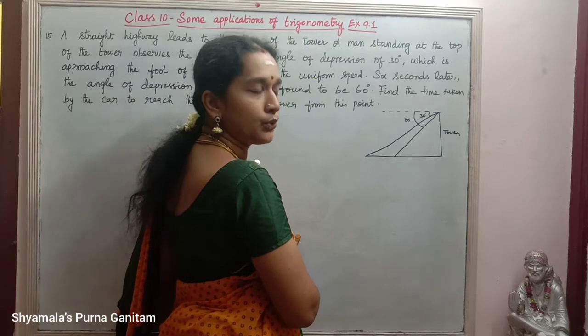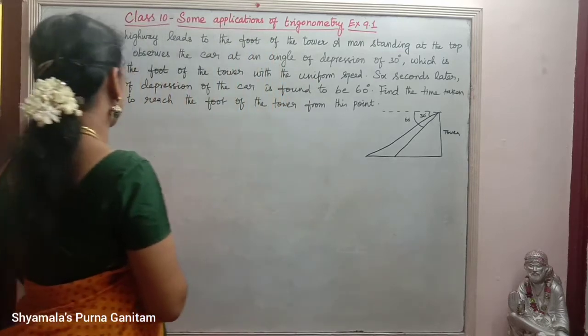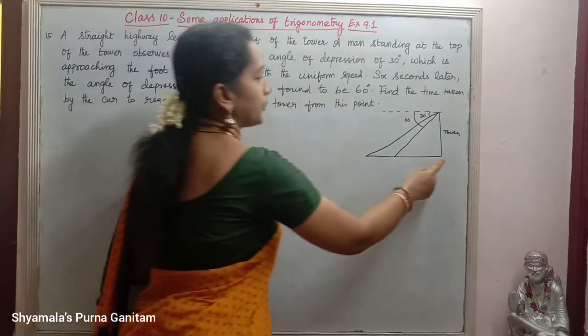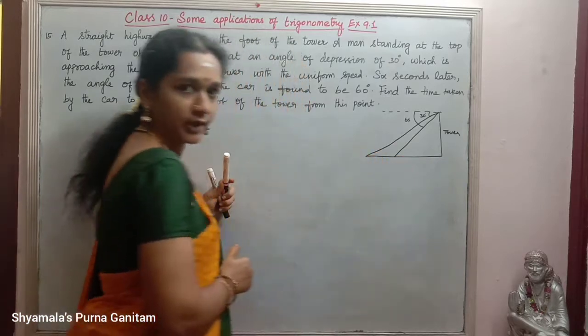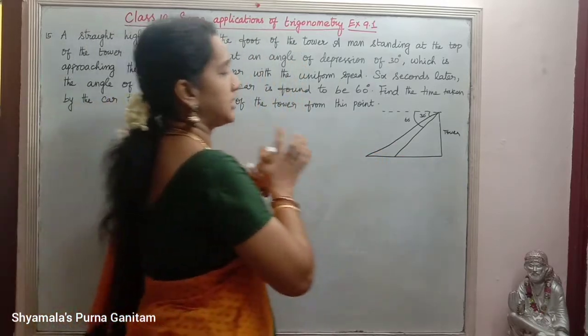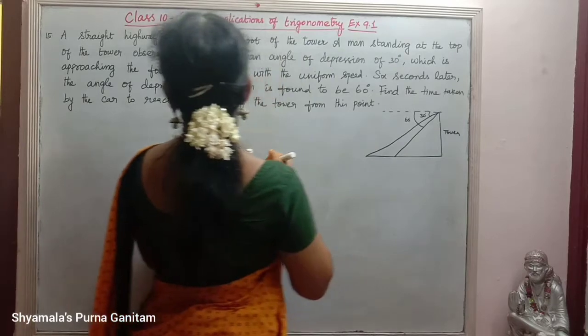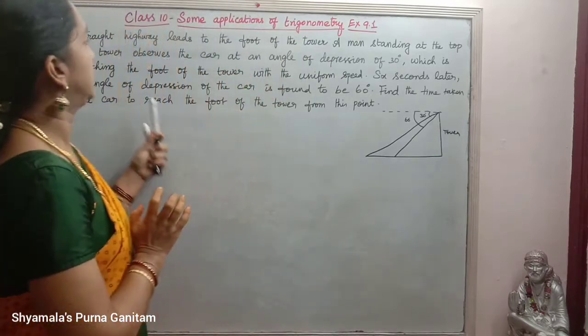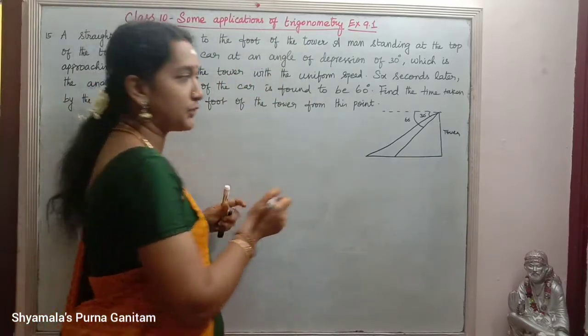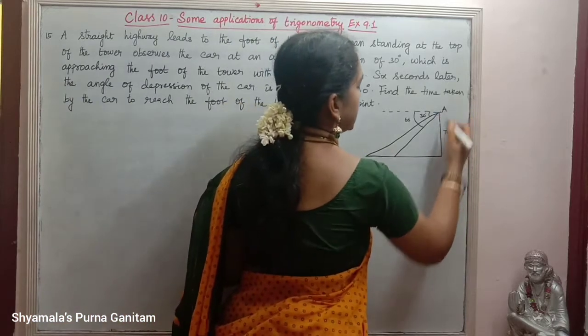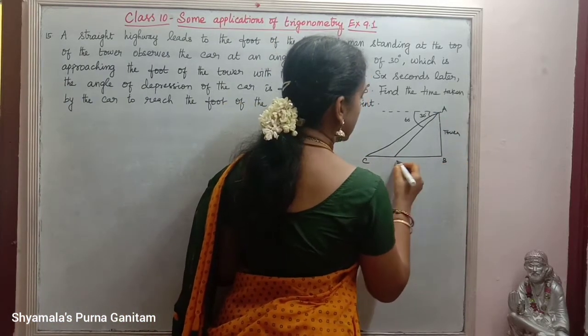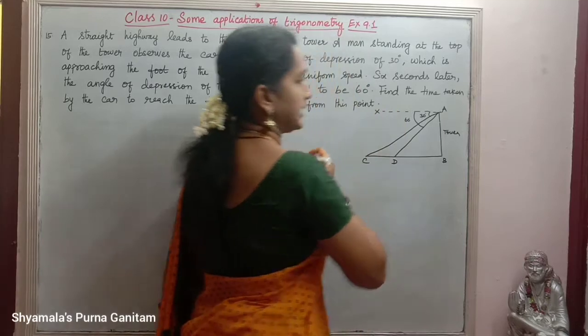So we are asked to find the time taken by the car to reach the foot of the tower from this point. This is the question given. So the tower, these are the information given. We will take these points as A, B, C and D, and this one we will take as X.